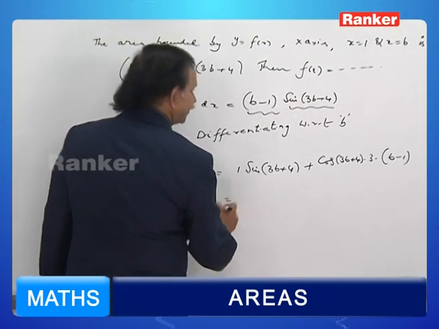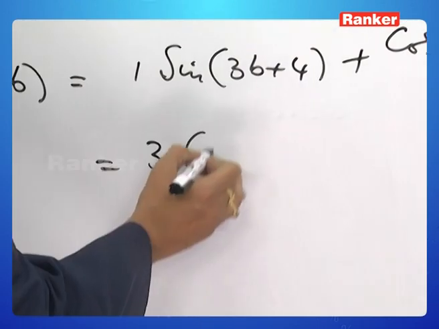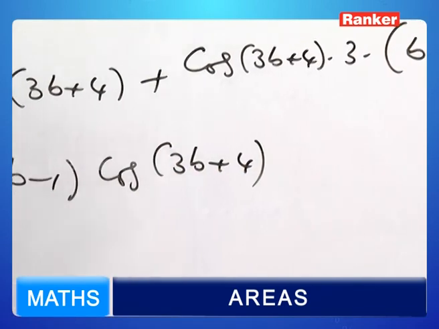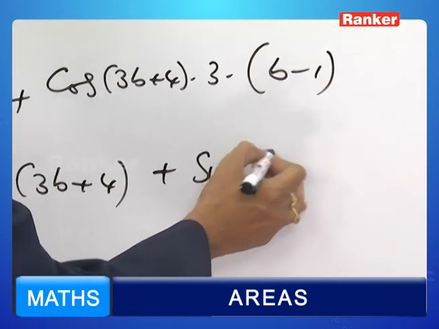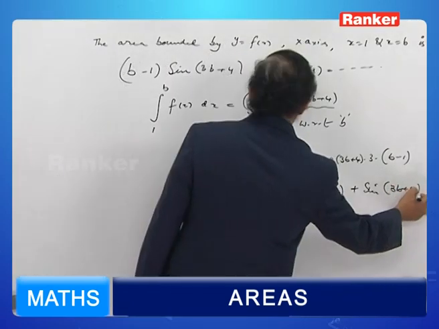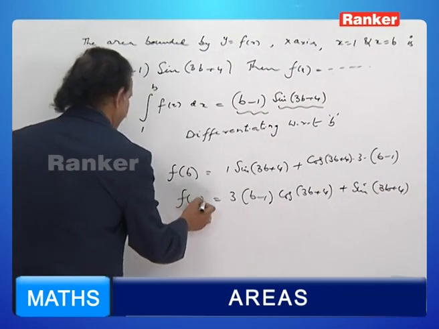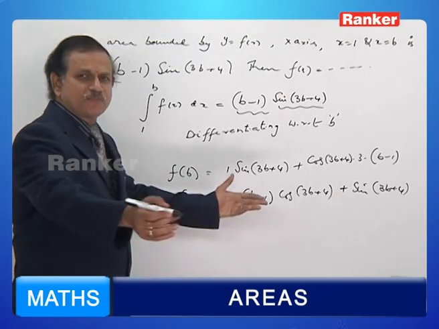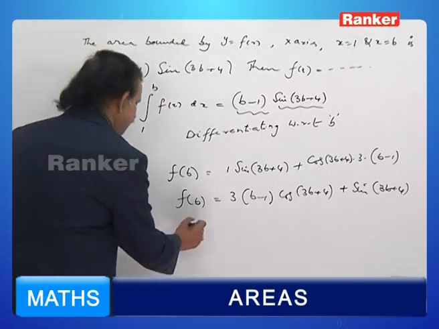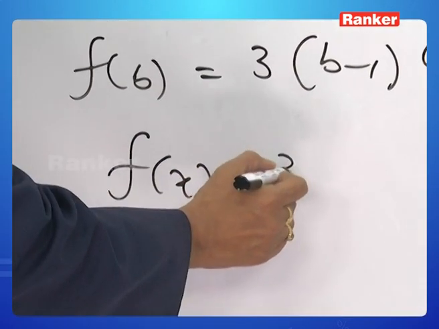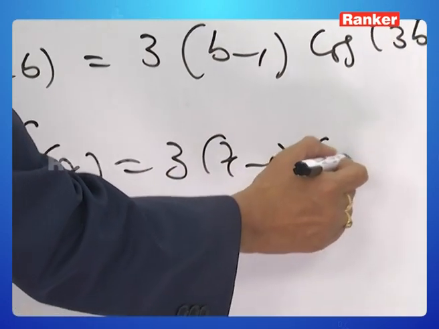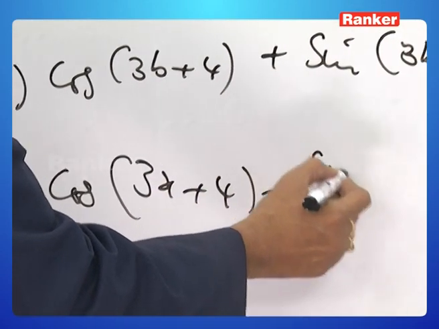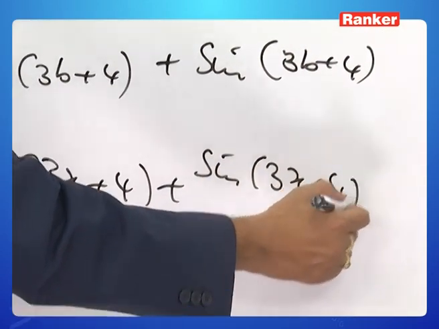This is therefore equal to 3 into b minus 1 into cos of 3b plus 4 plus sine of 3b plus 4. Well, my dear, this is f of b. What is required actually? We require f of x. You just replace b by x. What are you having? 3 into x minus 1 into cos of 3x plus 4 plus sine of 3x plus 4. Fantastic. Unbelievable, isn't it?